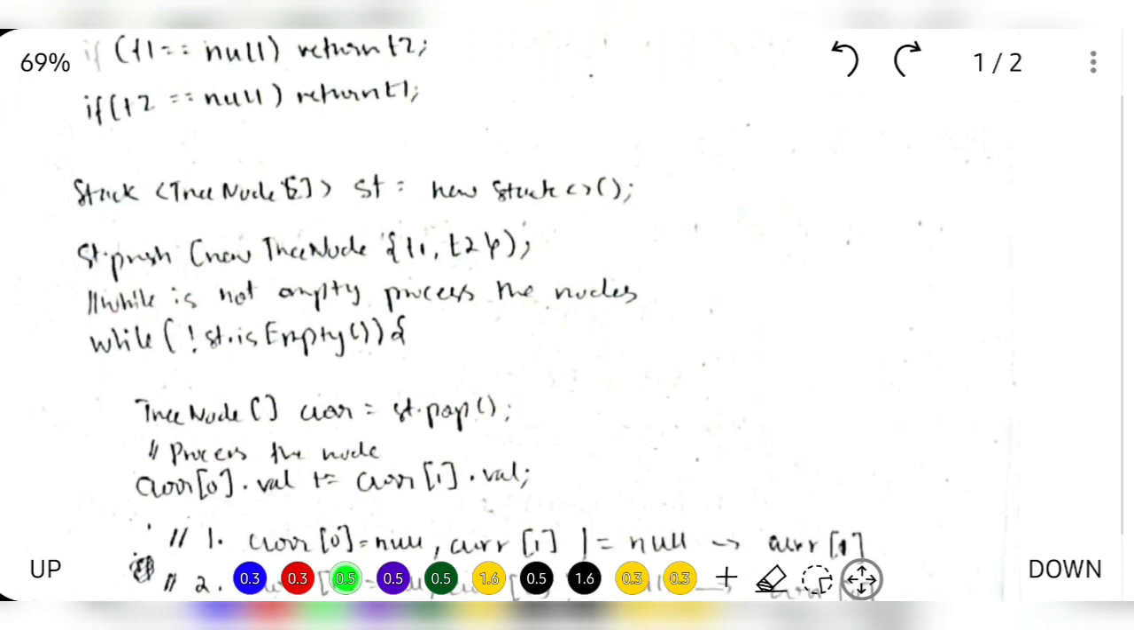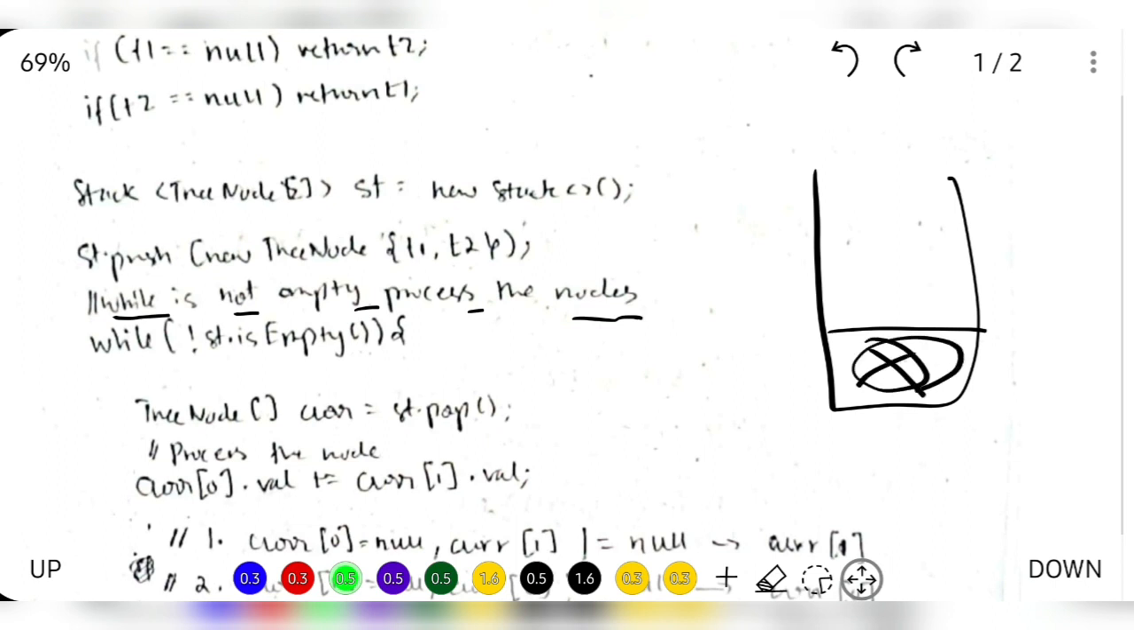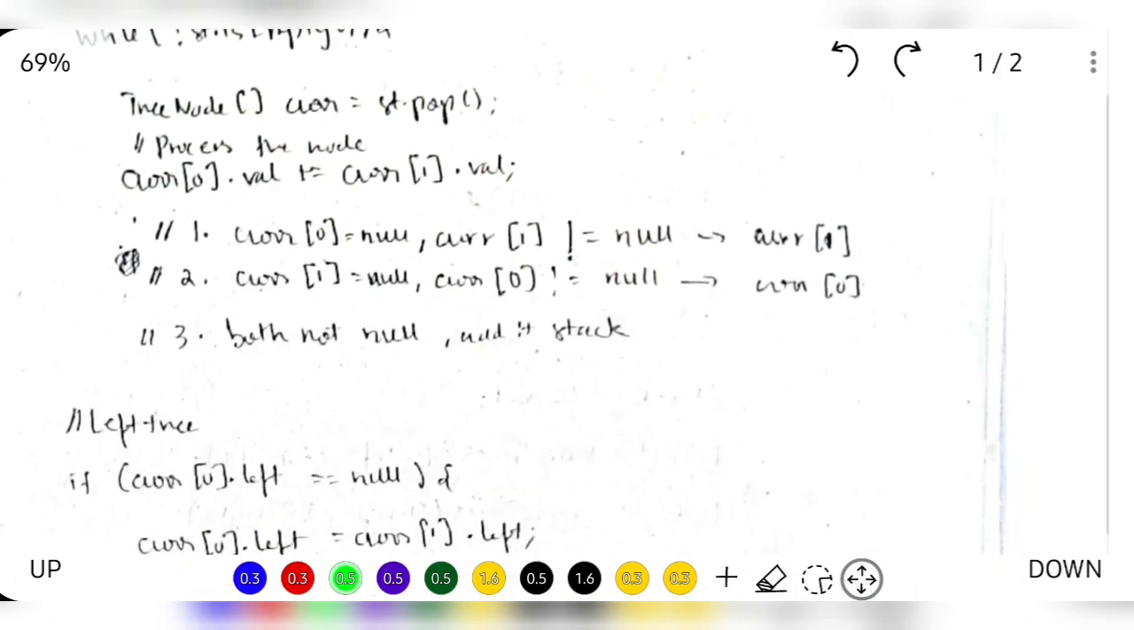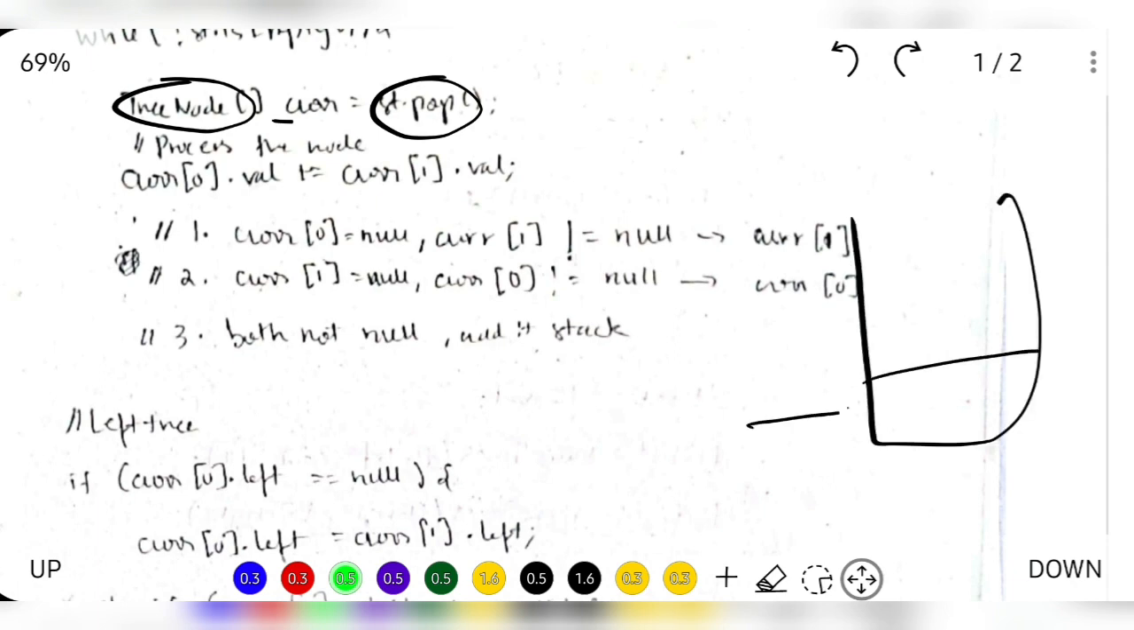After that is pushed, what we will be doing, while it's not empty, process the nodes. Means if the stack is not empty, something is present here, at that time we will process the node. That's why we are checking first if it's not empty. Now how will we process the nodes? Tree node current is equal to st dot pop. When we pop the node, means the first element here, those two elements get popped.